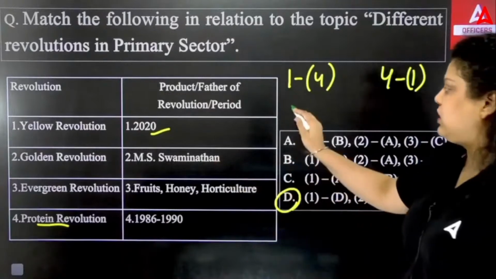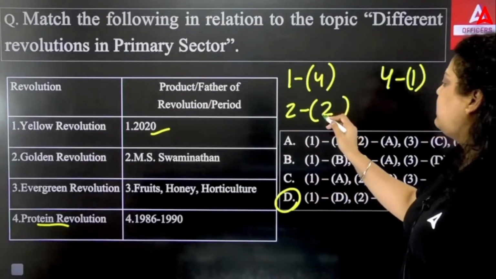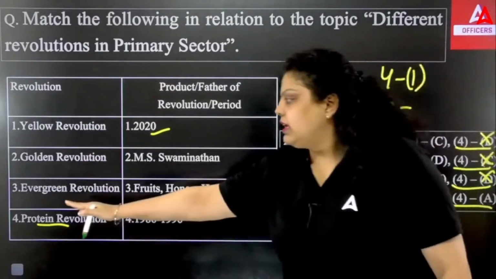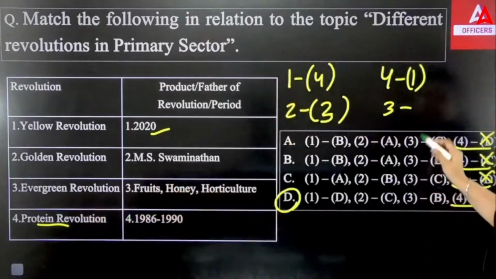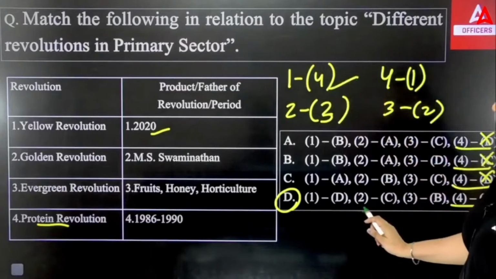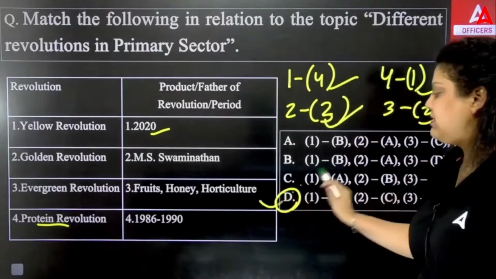Now the golden revolution. The golden revolution covered horticulture, that I know. So the second will have the third option here. And the third will have evergreen revolution, that is Mr. M.S. Swaminathan. So the right answer will be B. So you can see first is D, correct. Second is C, correct. Third is B, correct. Fourth is A, correct. So right answer will be D.